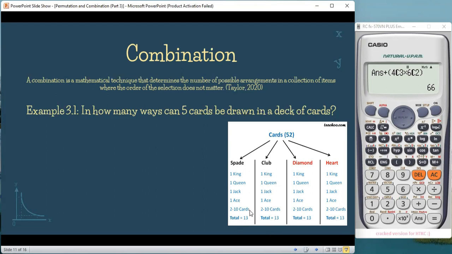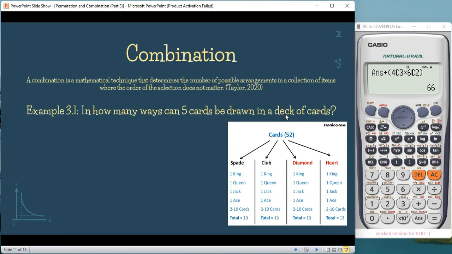So technically, we have 26 black cards for spades and clubs, and we also have 26 red cards for diamonds and hearts. Each group has its own king, queen, jack, and ace, and the cards from 2 to 10. So the same goes for clubs, diamonds, and hearts. So here, how many ways can 5 cards be drawn in a deck of cards?